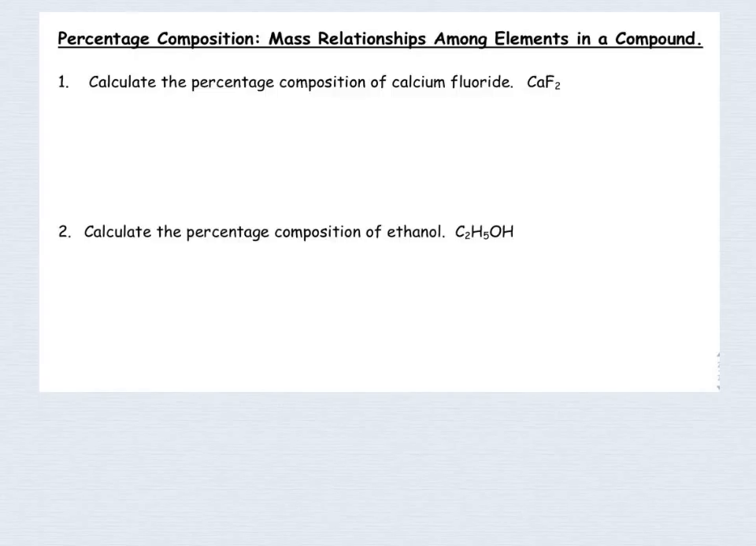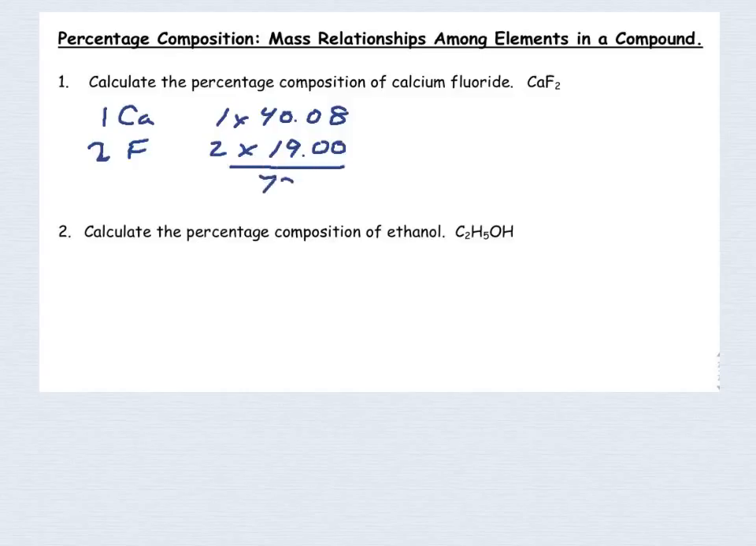The first one is calcium fluoride. So calcium fluoride is an ionic compound made of formula units. You have 1 calcium and you have 2 fluorine atoms in every unit. Calcium has a mass of 40.08 when you round it 2 places. Fluorine has a mass when you round it 2 places of 19.00. When you add that up, you're going to get 78.08. That's the mass of the whole compound, grams per mole, or just 78.08 AMUs.